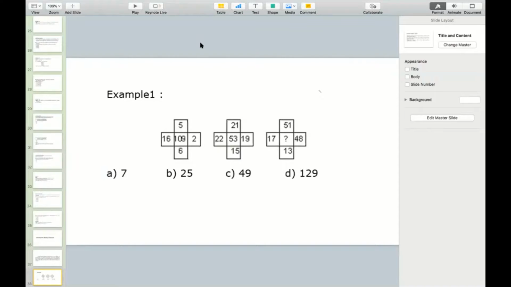Next, the other approach would have been, if we try to add all the 4 numbers, let's say 16 plus 5, 21, 21 plus 2, 23, 23 plus 6, 29. So we are getting 29 by adding all the numbers, but the number in the middle is 109. And 109 and 29 have no relation between them, right? So then you could have tried that 109 and 53.